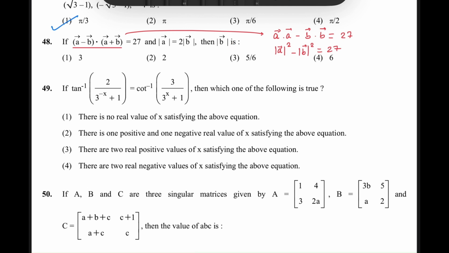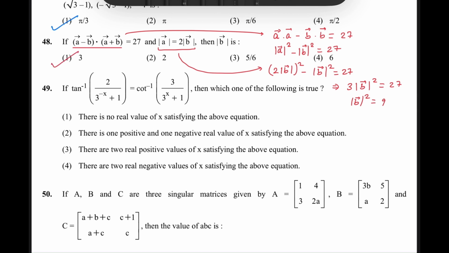Okay, but magnitude of a is 2 times magnitude of b. So you can plug it here, and then you can write 2 times magnitude of b whole square minus magnitude of b square equals 27. So that becomes 3 times magnitude of b square equals 27. Then that means magnitude of b square is just 9, and then magnitude of b is 3. So option 1 is the correct answer for this question.